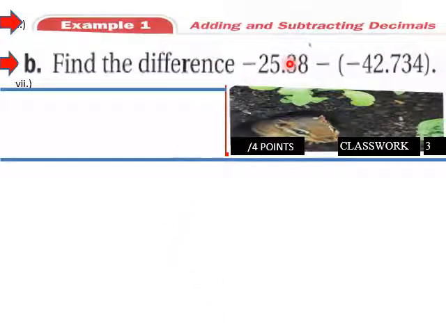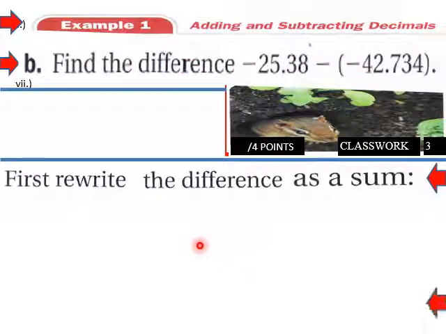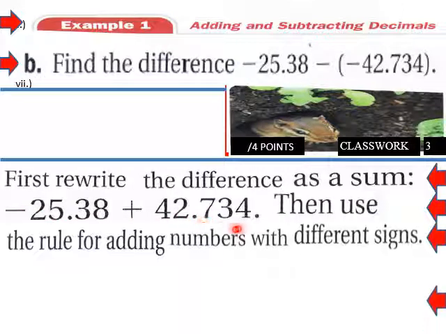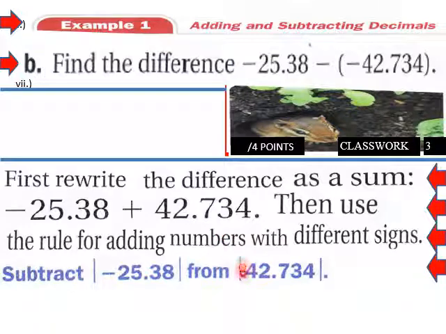Then find the difference here. So we have a difference issue. What happens when you have a negative of a negative? It becomes positive. Minus a minus is a positive. So we have negative 25.38 plus 42.734. Then use the rule for adding numbers with different signs.